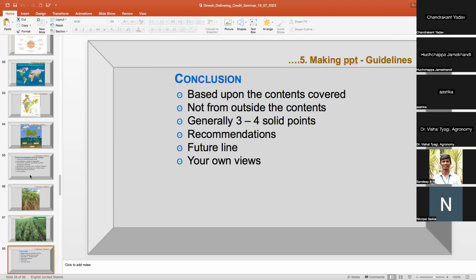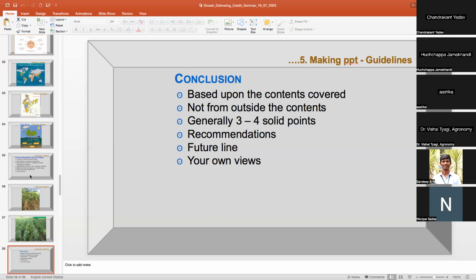Whatever slides, whatever content or subject matter you have presented, you should draw conclusions only from that part. Do not go outside the range. Generally, 3 to 4 solid points should be there. And many times students write the conclusion in very lengthy sentences. Try to learn the skills to shorten it, make it 1.5 sentences or as small as possible.